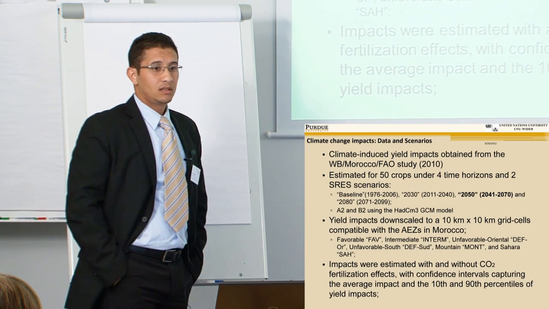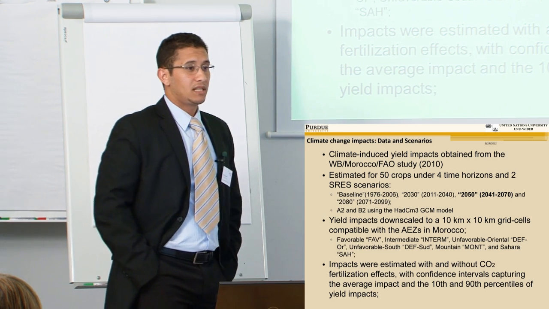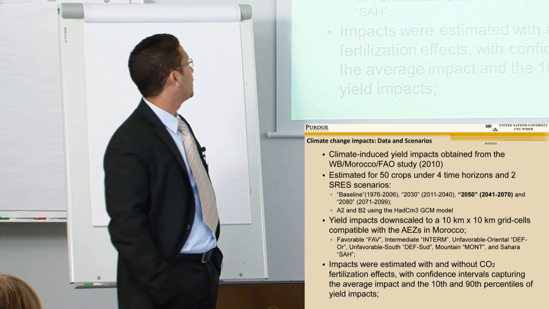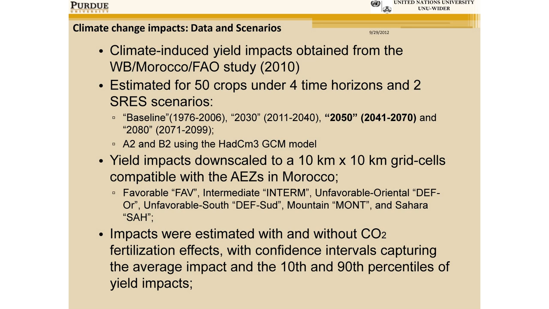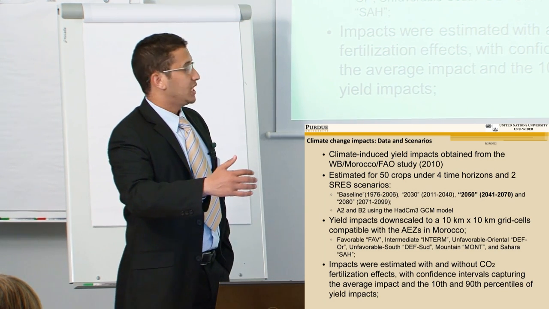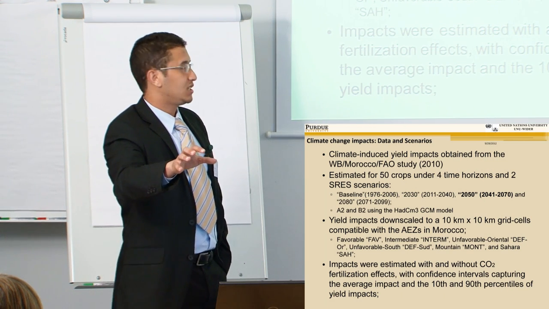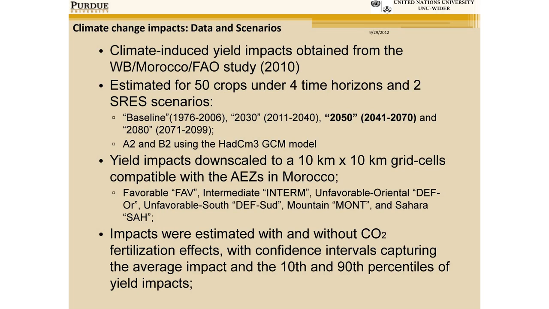In terms of the climate yield, we used the climate impacts from the World Bank Morocco FAO study. They estimated climate change impact for 50 crops, for 4 time horizons and for 2 SRES scenarios. We picked the 2050 horizon because it seemed fairly good in capturing our two concerns. That is, climate change impacts are projected to be severe in the long term, so we needed a long-term projection of the climate change impact. But on the other hand, these impacts are highly uncertain. The further forward in time we go with climate projections, the greater the noise of uncertainty. So we chose 2050, a middle road between the time horizons available in the study.